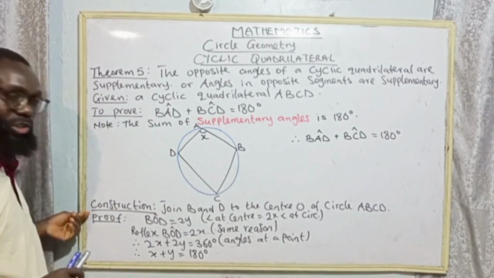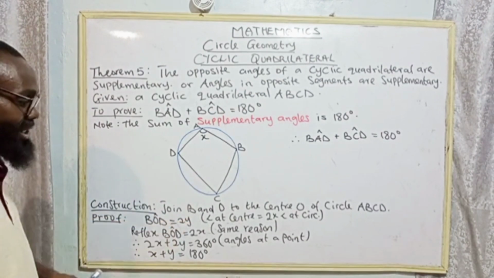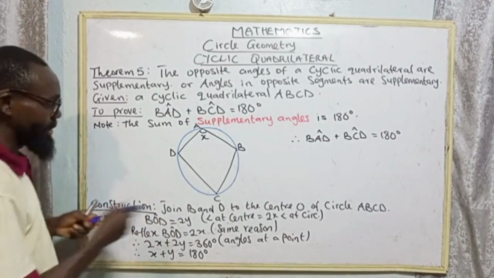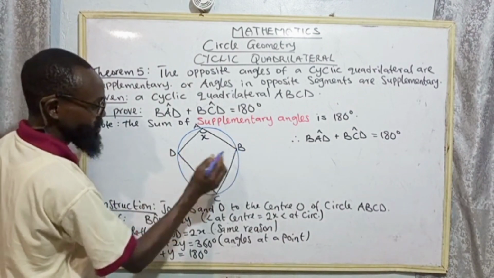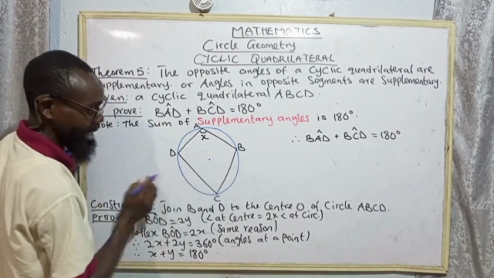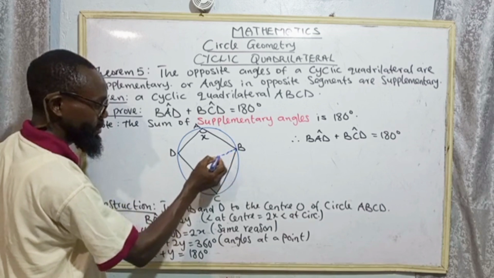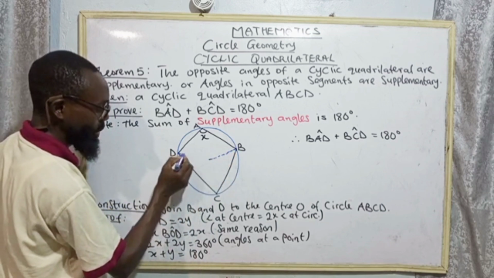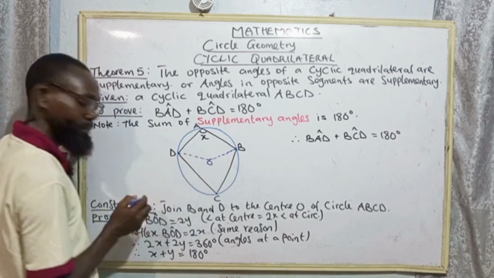Construction: Join B and D to the center O. This is B and D. Join them to the center. This is our center O. We join B to the center O. We join D to the center O.